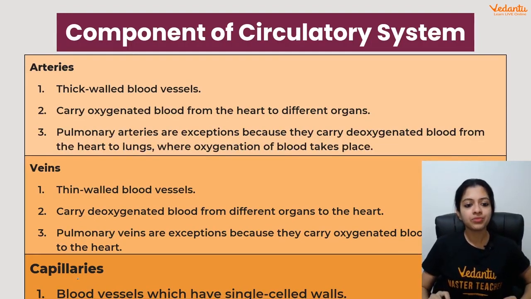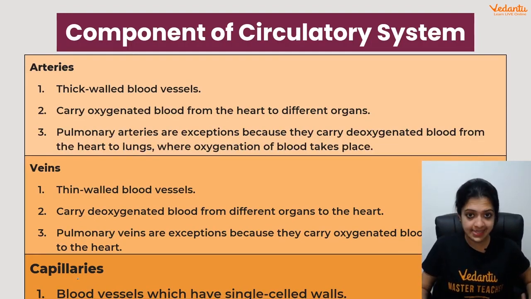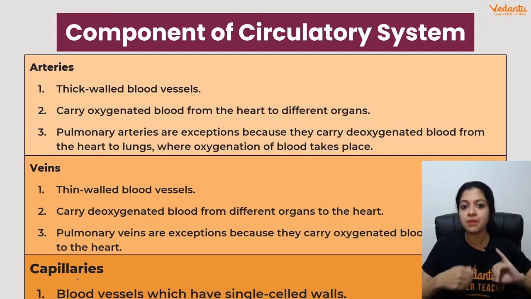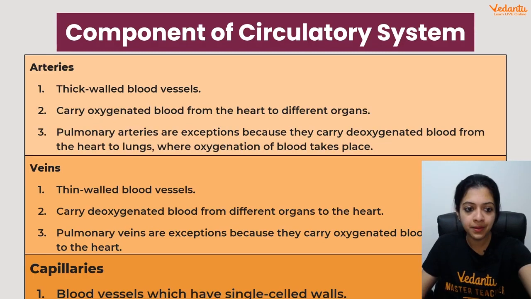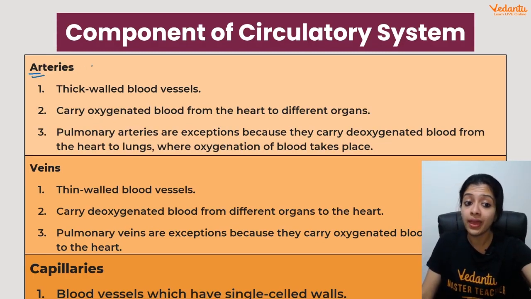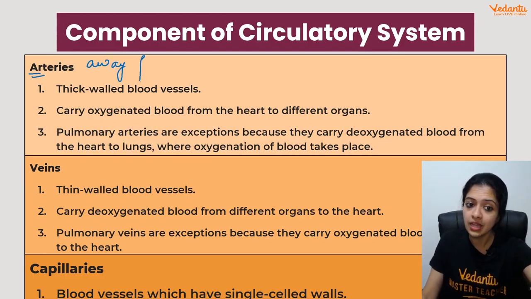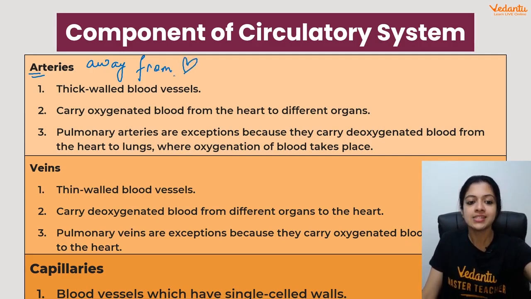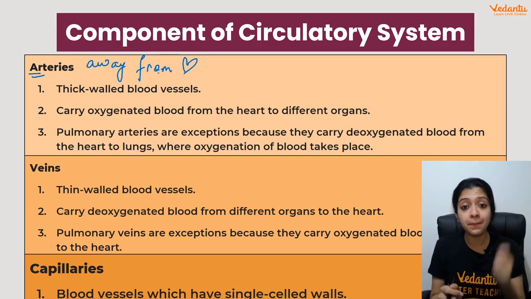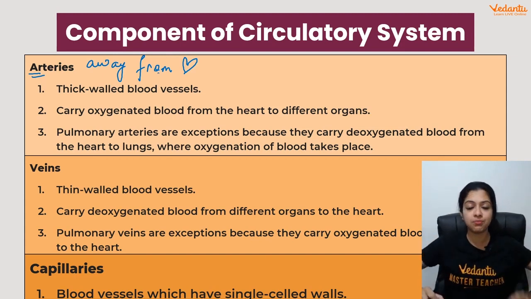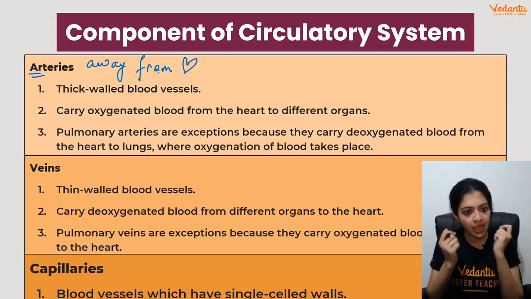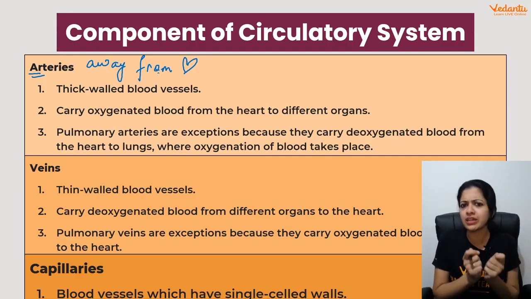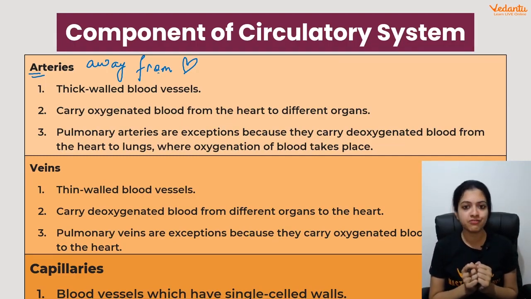Now about the blood vessels. Remember, there are 3 major types of them: arteries, veins, and capillaries. Arteries, always remember, they carry blood away from the heart. Away from the heart. Right? So they are really, really thick walled because from the heart to the different parts of the body, they have to pump blood. So in order to withstand that high pressure, arteries have been designed to be much thicker walled than any other types of blood vessels.